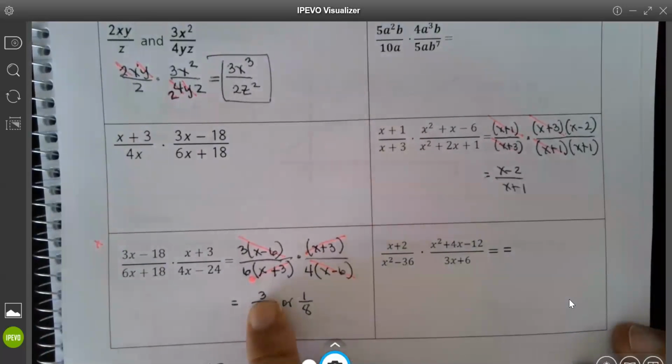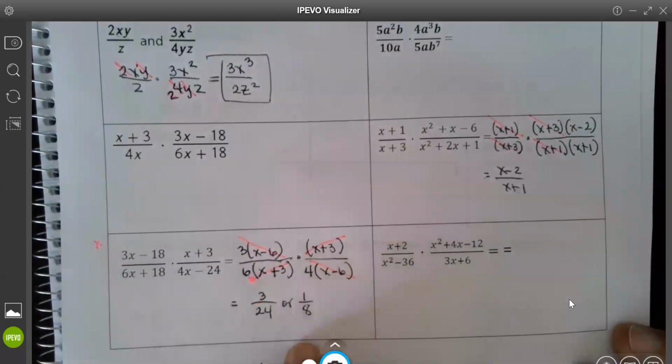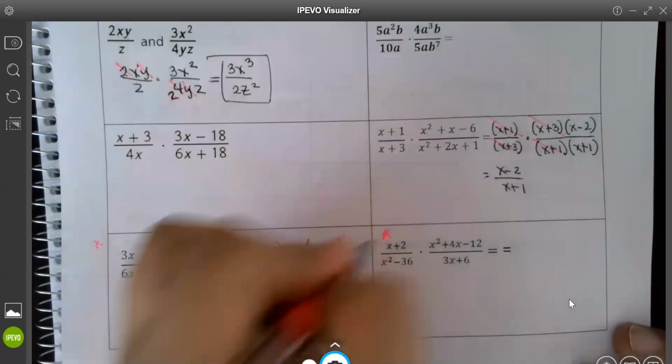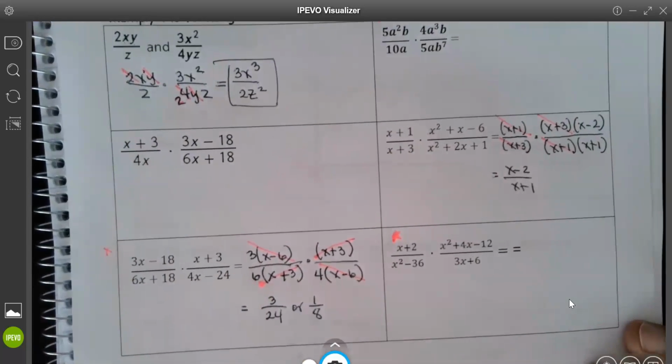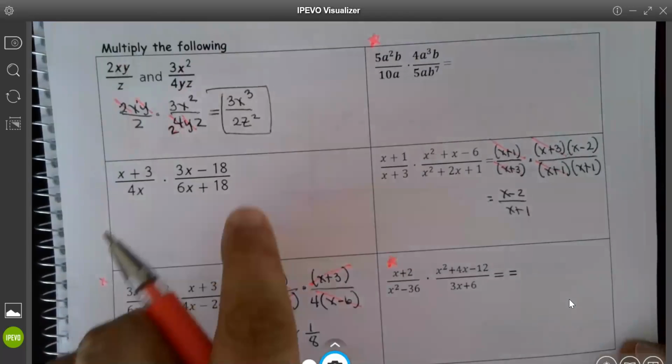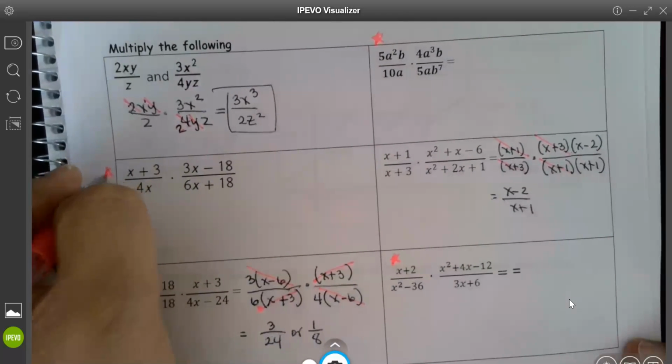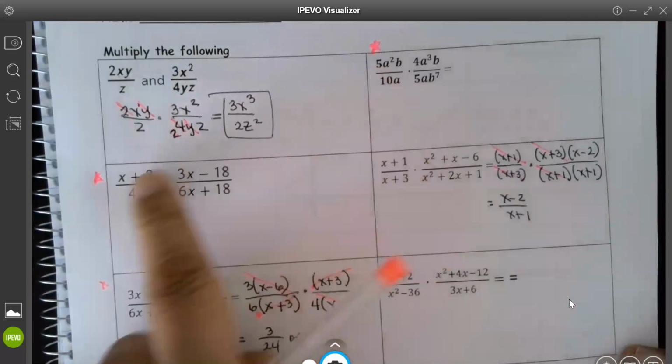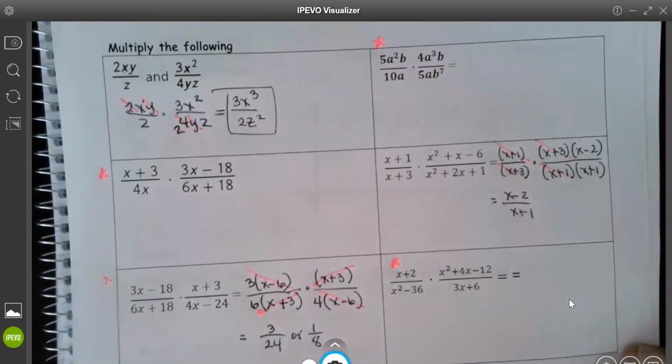3 divided by 3 is 1. 24 divided by 3 is 8. Now you do this too. So you have 3 items to do here: this, and this one.